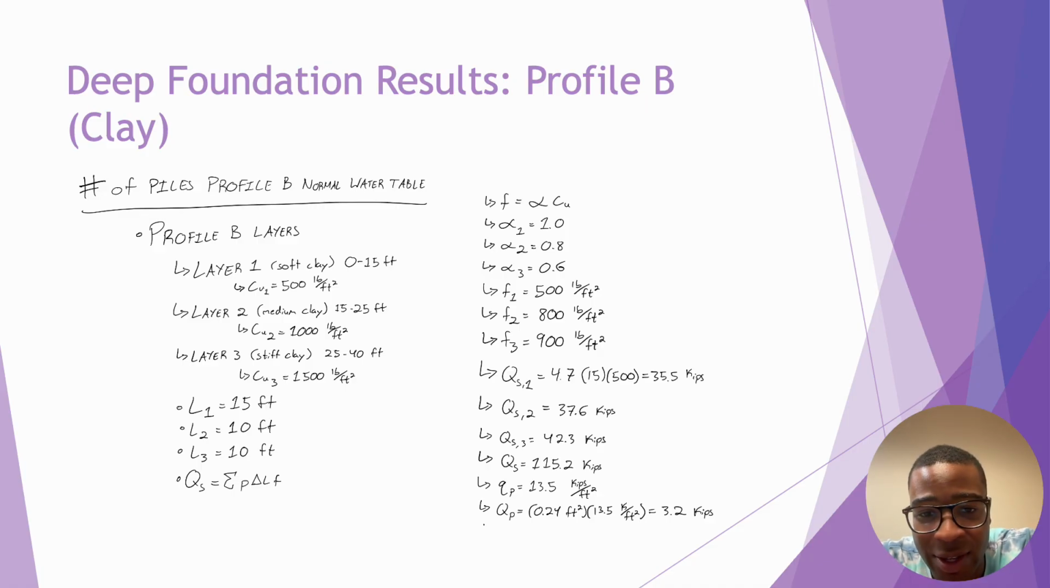And then we use F equals alpha times CU, and we have 3 different alpha values to calculate our 3 F values for each segment. We calculate our sand frictions, use the point load from before, and then we get 13.5 kips per feet squared, multiplied by the area, and then we get 3.2 kips.